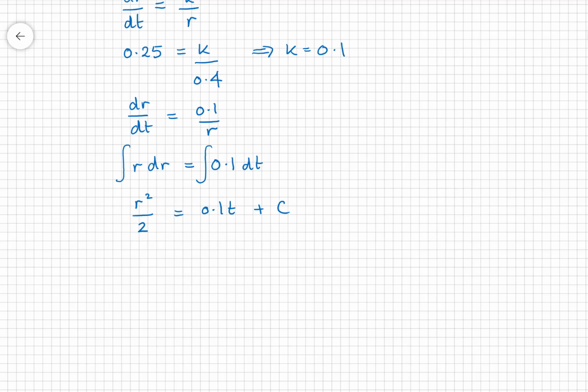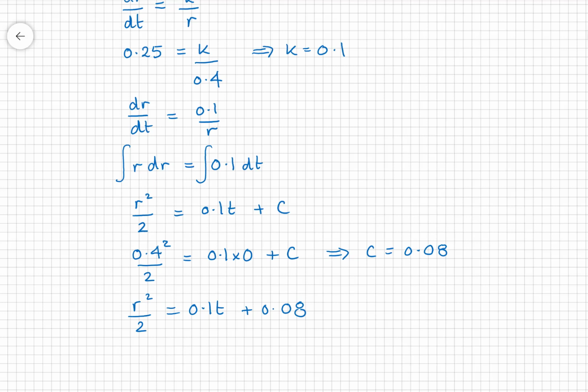And again, we go back to the original information that was given so that we can work out our value for c. We were told that initially, when t is 0, r is equal to 0.4. So we have 0.4 squared over 2 is equal to 0.1 times 0. I'll put that in just for completeness, but that gives you a value of c as 0.08, which we can now add to what we originally had. So r squared over 2 is equal to 0.1 t plus 0.08.